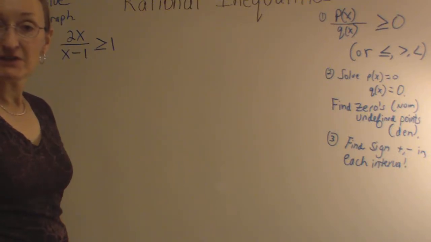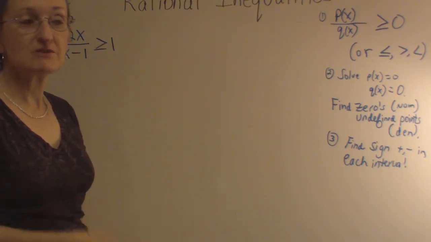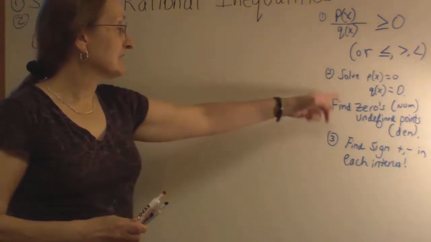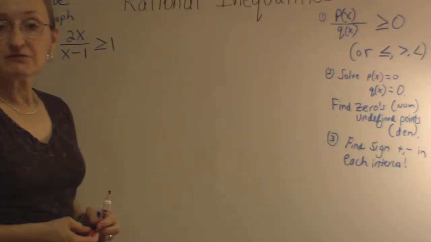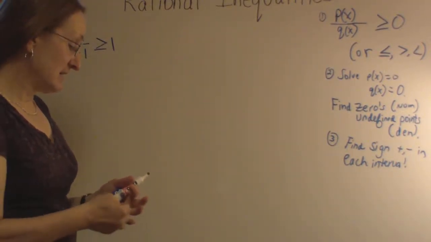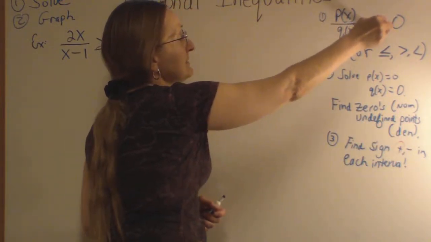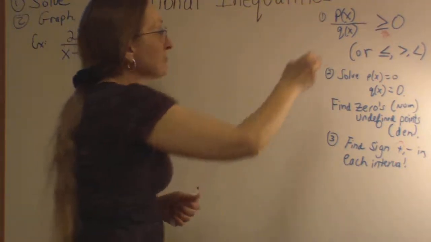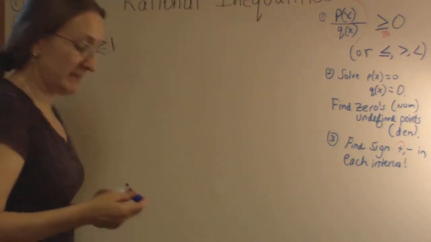And then once we have those, we're going to plot them on a number line and look for test points in our intervals for each of those zeros and undefined points that we got from up there. And then we're going to look for the sign. So in our case, we're going to want positive signs because we have this expression right here that is going to be greater than or equal to 0.